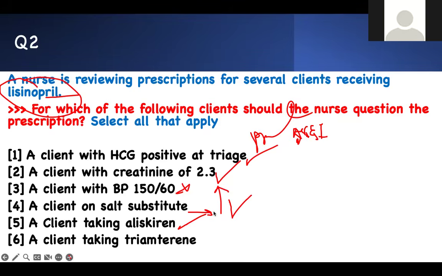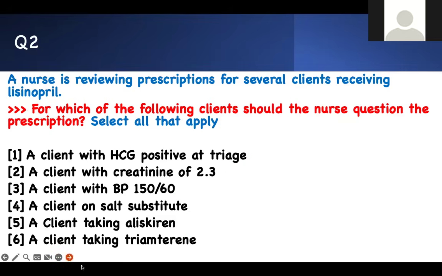A client taking what? Triamcinolone is another class of medication. These are potassium sparing. Potassium sparing increases your potassium. Therefore, you should not take it. And as you can see, number one, the next question. Number two, the next question. Number four, the next question. Number five, the next question. Number six, the next question. Those are the patients that they should not take Lisinopril. So that's a problem. So that's the next question.